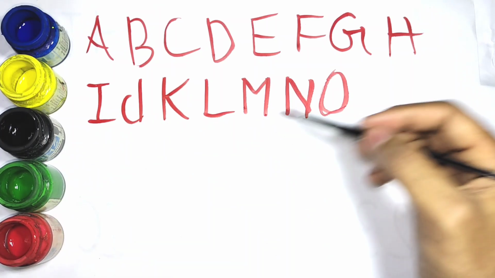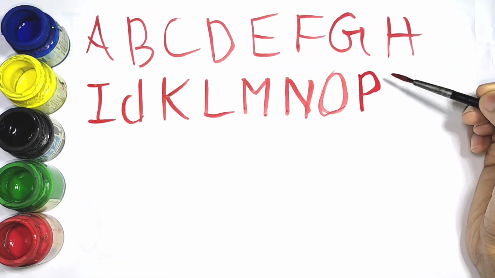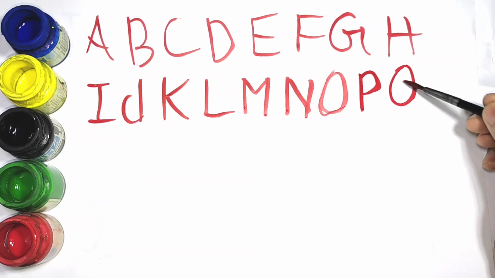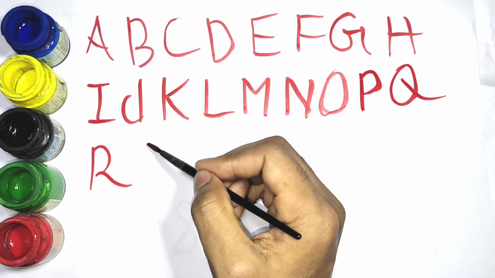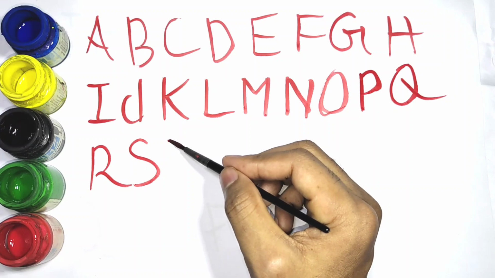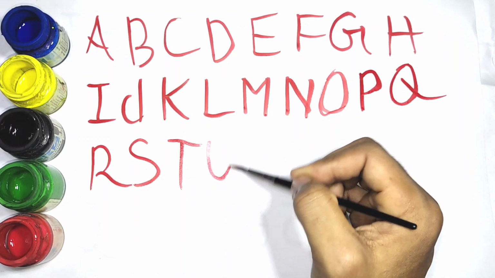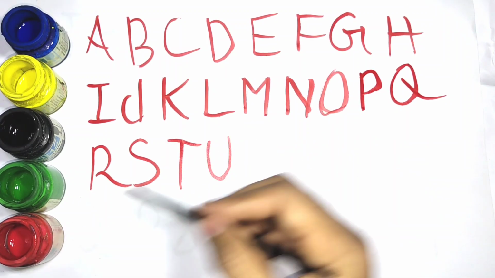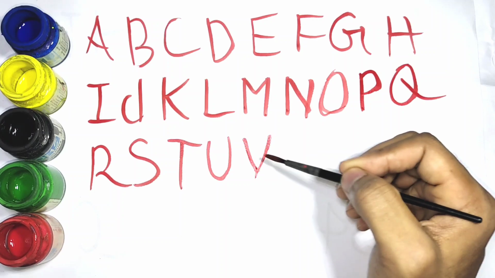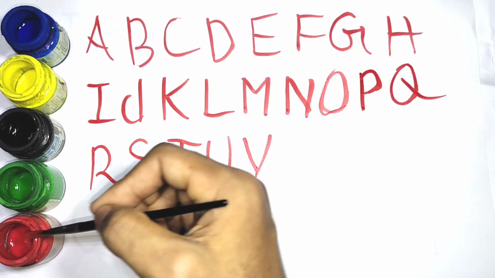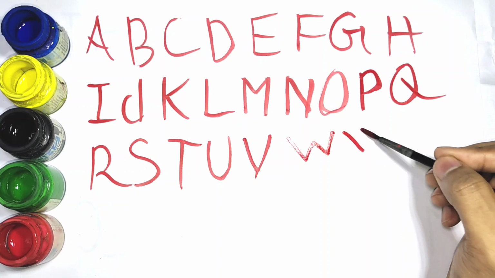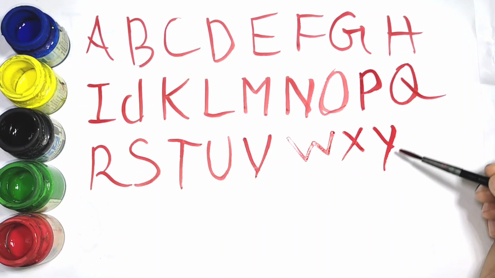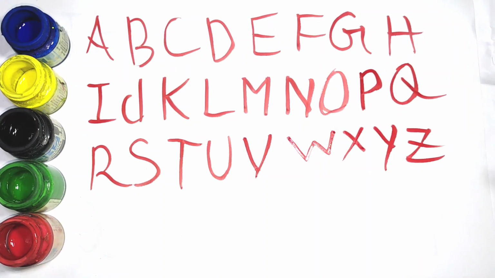Red color. Now we draw P. And the next one is Q. Now we draw R. S. T. U. The next one is V. V for vanilla. Now we draw W. And the next one is X. Y. And the last one is Z.